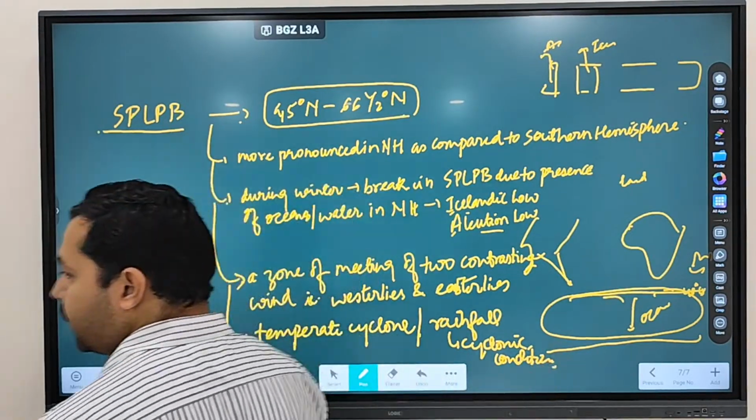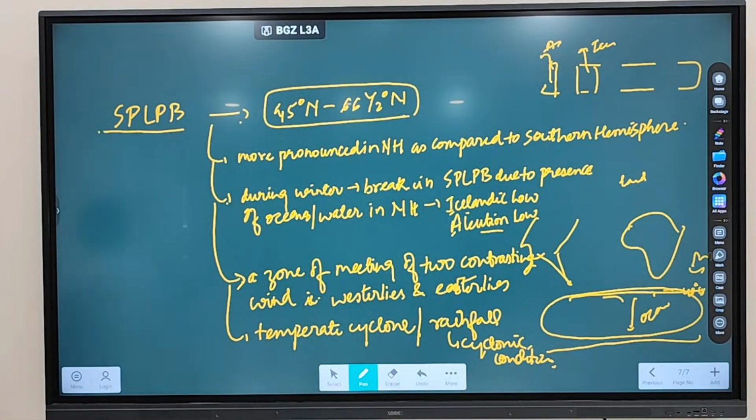So that you will find in case of subpolar low pressure belt. So it is a zone of meeting of two contrasting winds. What do contrasting winds mean? The temperature of the wind is changing, the pressure of the wind is changing. So that's why you will see a zone of meeting of two contrasting winds, westerlies and easterlies, leading to temperate cyclone formation or intense rainfall.